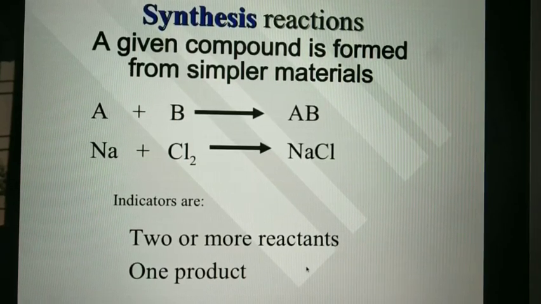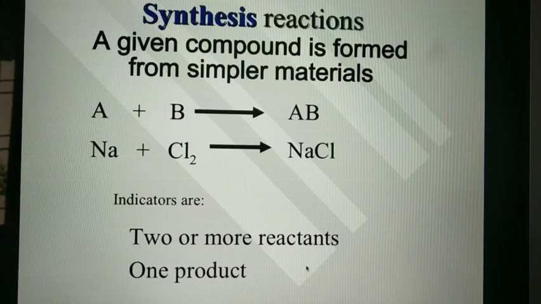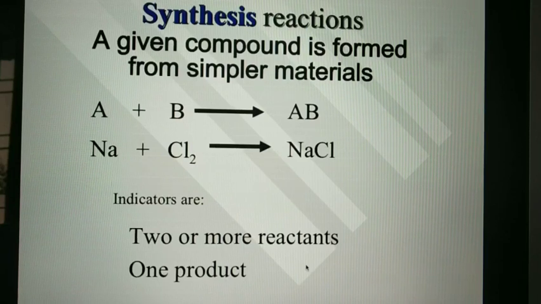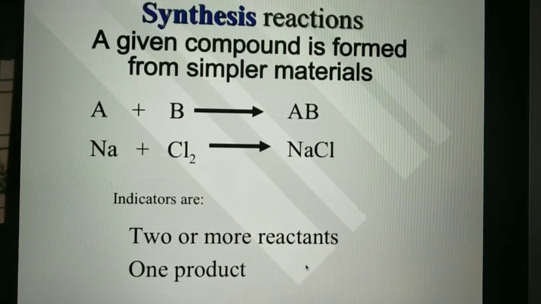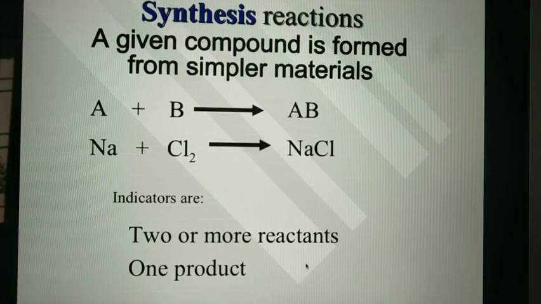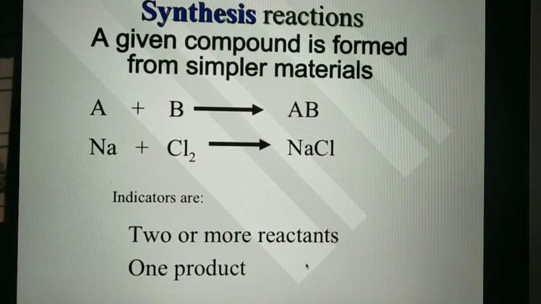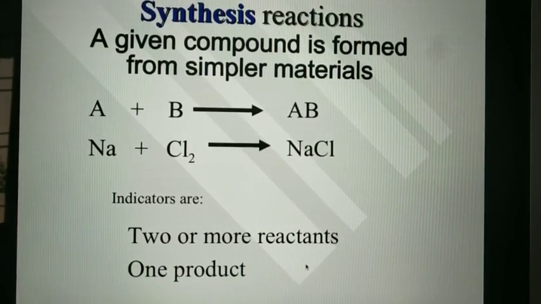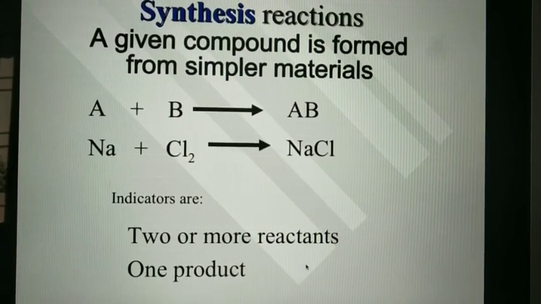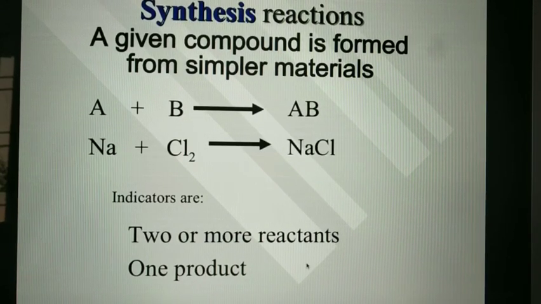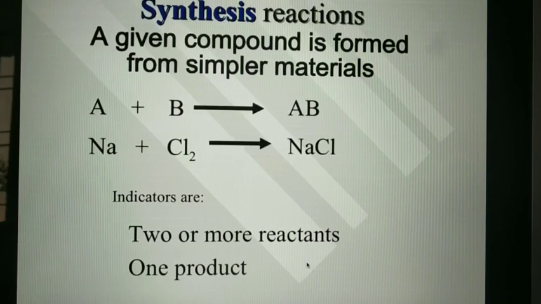This reaction is those type of reaction in which two or more substances react to form one substance, a single new substance. What is written here: a given compound is formed from simpler materials, like A plus B combine to give AB. So A plus B combine together to form AB. For example, sodium plus Cl2 will give NaCl, that is sodium chloride.